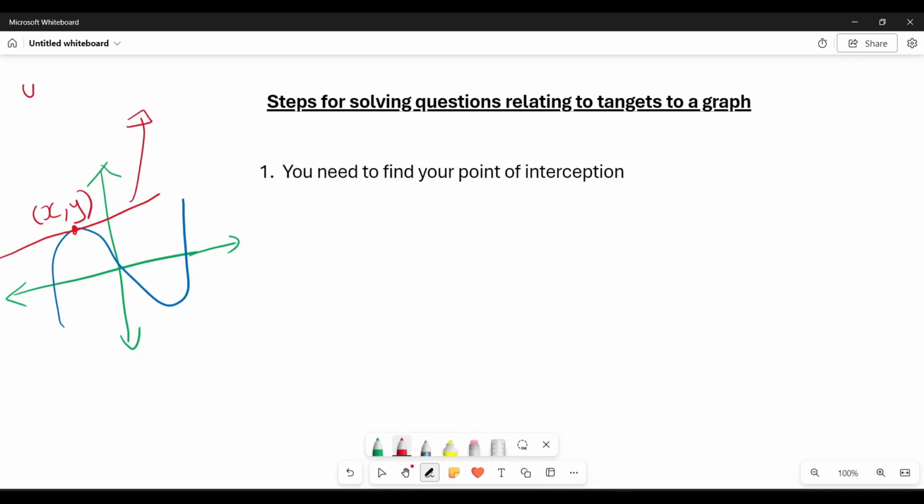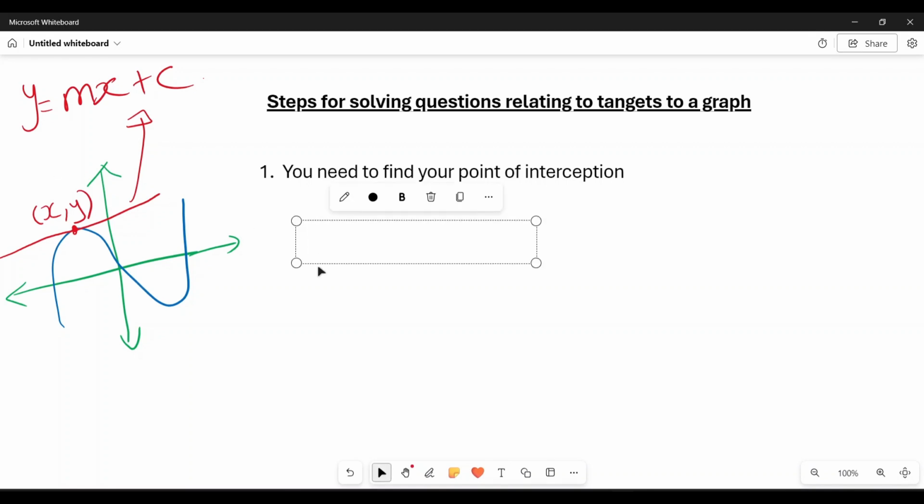Now, second step, this tangent right over here is a straight line, meaning that it can be written in the form of y equals mx plus c. So the second step is that, let's say you are asked to determine the equation of your tangent. So step two, you need to find the gradient of your tangent.